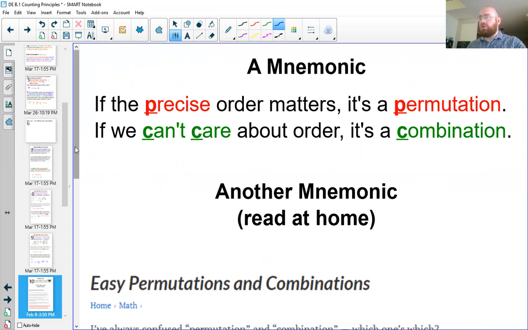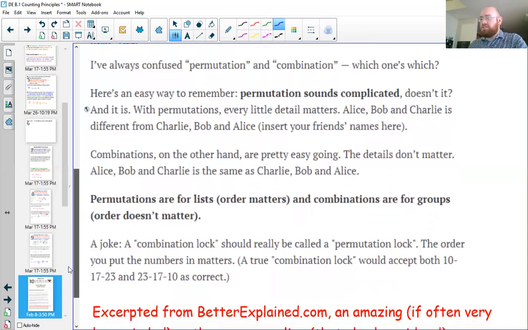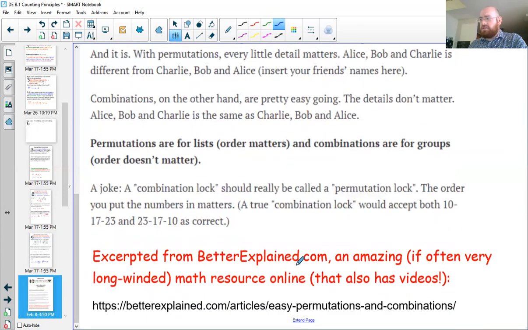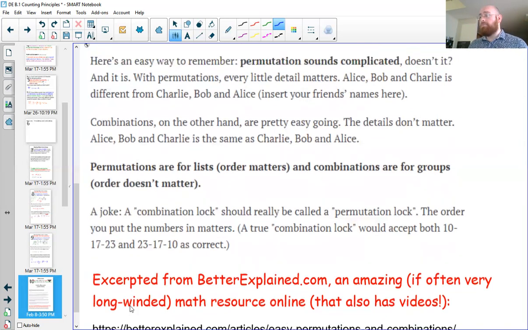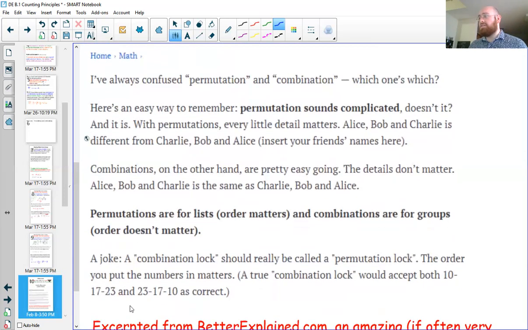There's also a really good read about easy permutations and combinations. This is from Better Explained, so I cannot take credit for this excerpt, and I will do my best to remember to put this link in the description for this YouTube video when I have it put up, so that full credit can go where full credit is deserved. But what the author suggests is that permutations are for lists when order matters, and combinations are for groups when order doesn't matter.